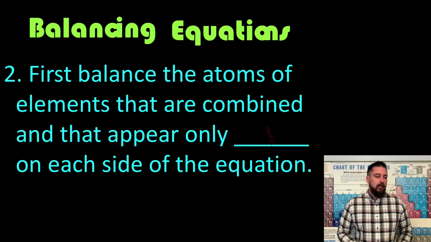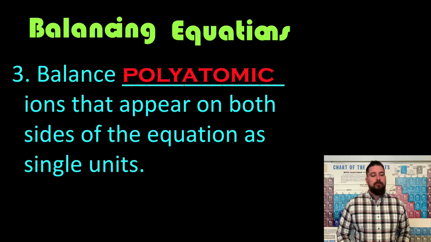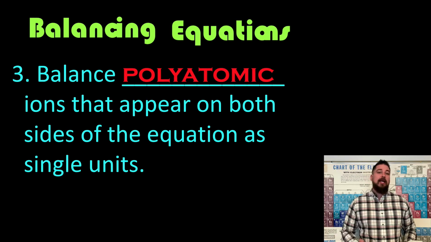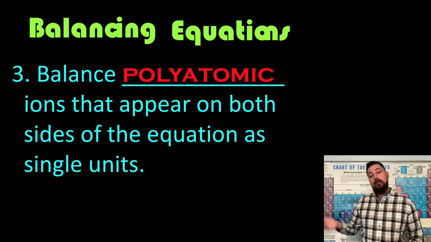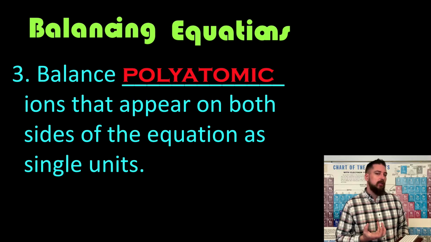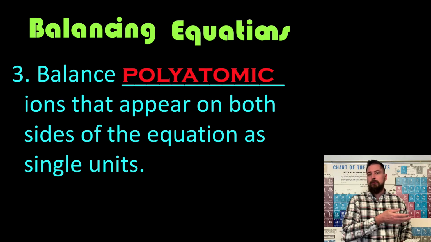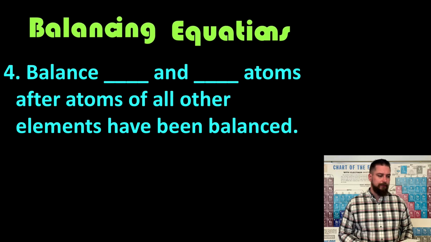So first, balance the atoms of elements that are combined and that appear only once on each side of the equation. Then balance polyatomic ions. If there's a polyatomic ion, you can treat that as one unit. So if we have, let's say, nitrate, which is NO3, on one side, and we have it on the other, we can treat the nitrate as one unit. If we have one NO3 over here, but we have 2 NO3s over here, then we can put a 2 in the front to balance that.